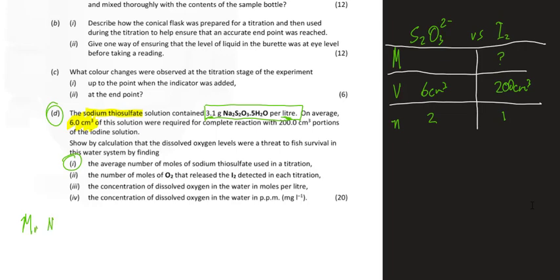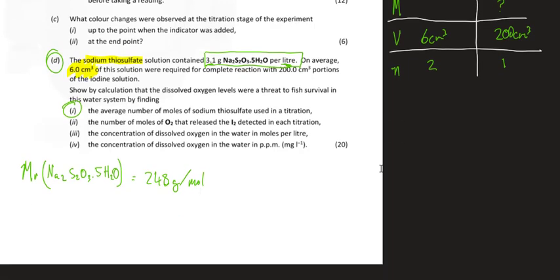So we need the relative molecular mass, Mr of Na2S2O3.5H2O. Okay, so we figure that out, and it's 248 grams. So each mole is 248 grams. So in 248 grams, we have 1 mole. I'm going to write that out. In 248 grams, that equals 1 mole.